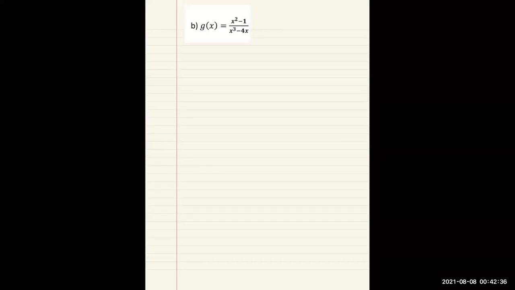All right, to find horizontal asymptotes, again, I need to find the limit as x approaches infinity of x squared minus 1 divided by x cubed minus 4x. Again, I divide both top and bottom by the highest degree term in the expression. The highest degree term is x to the power 3, right? So I'm going to divide both top and bottom by x to the power 3. Divide means multiply both top and bottom by 1 over x to the power 3.